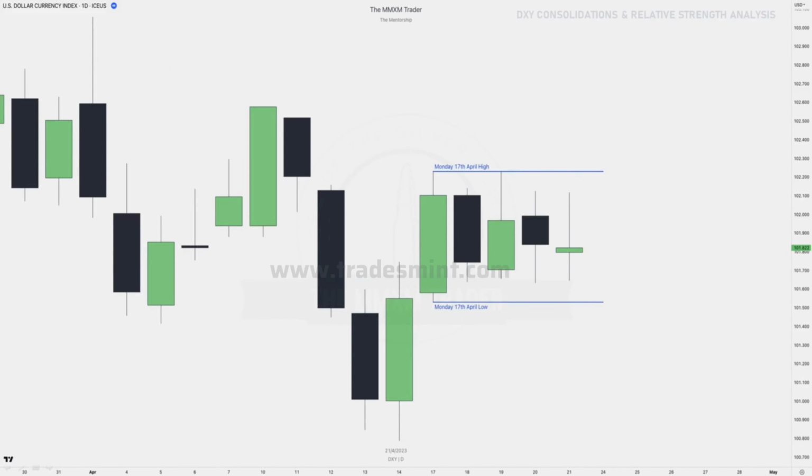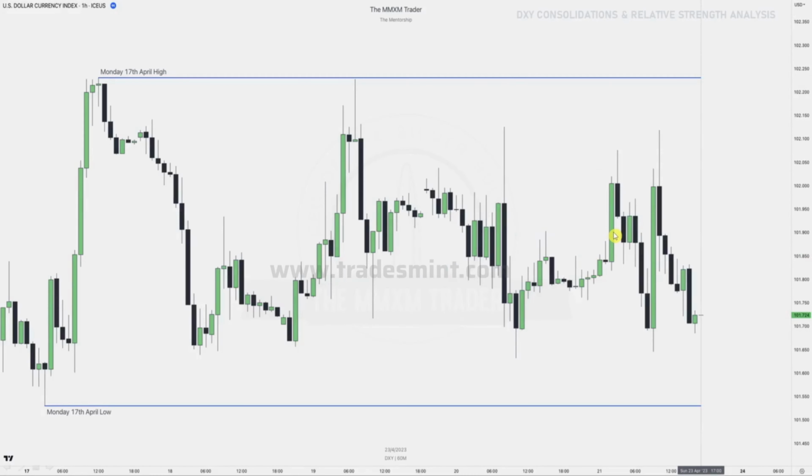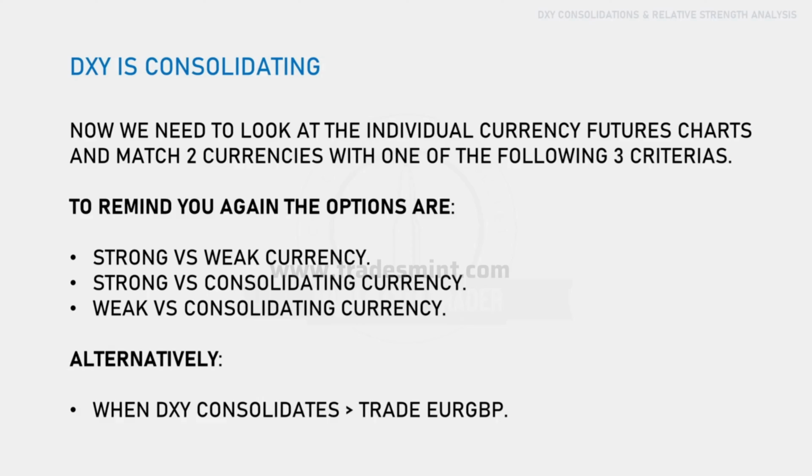So over here we can anticipate that extended consolidation, right? Because we've got Monday's high as that inside range high, and then Monday's low as that inside range low. The third candle fails to take out that range, and we can see it extends into Thursday and Friday consolidating. And how does that look on a 1 hour chart? Well, it's one big consolidation. So now we see DXY is consolidating.